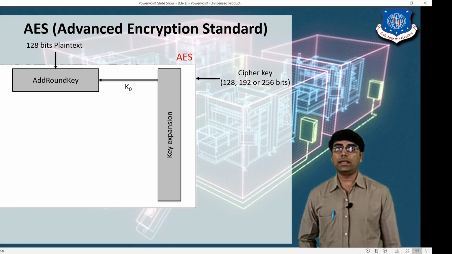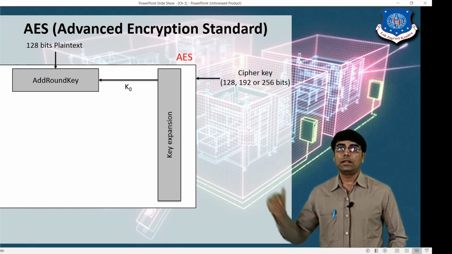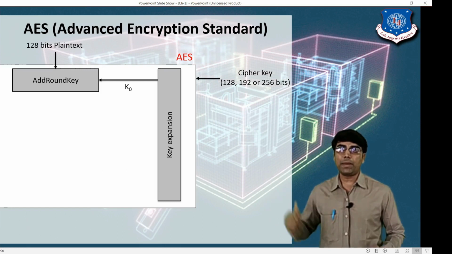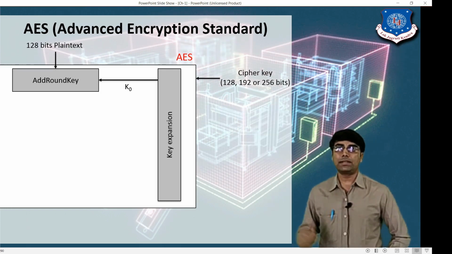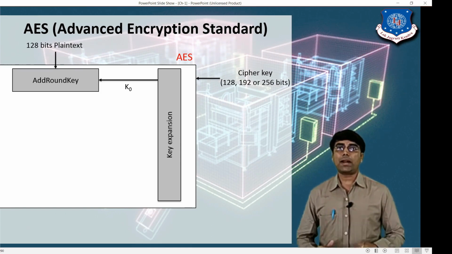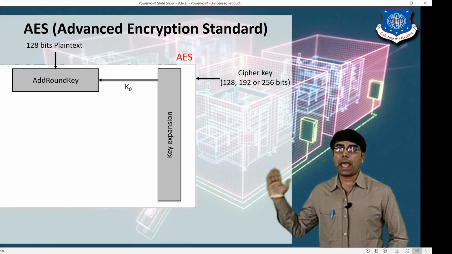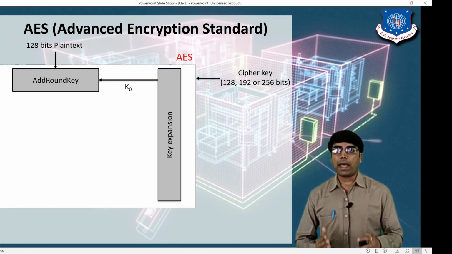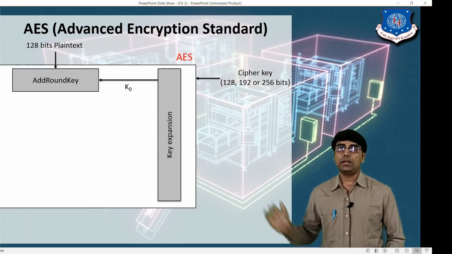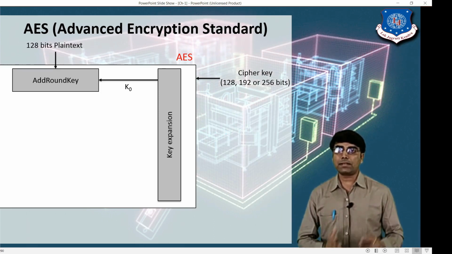In add round key, we input two things: the first is the 128-bit plain text, and the second is the 128-bit key, which represents K0. Now in add round key, we perform an XOR operation. It means we are performing an XOR operation on the 128-bit plain text along with the key K0.